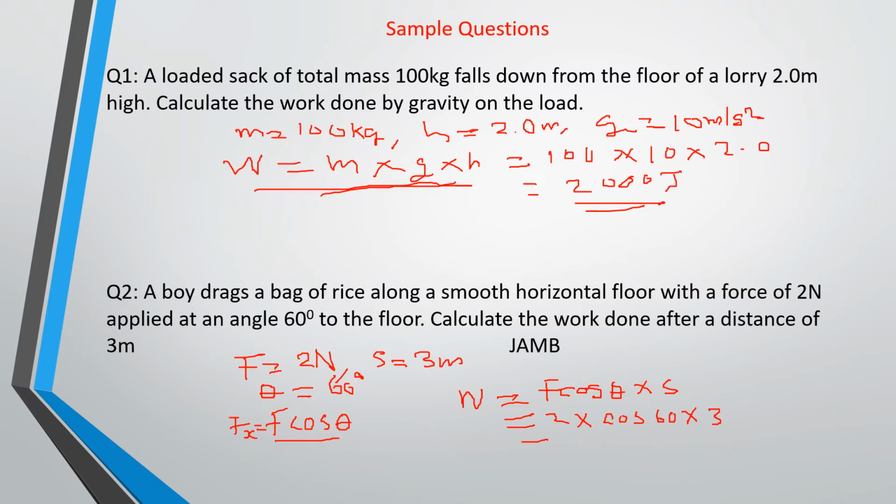Okay, so 2 cos 60 degrees equals 0.5. So check that out from your calculator. Then this is times 3. By the time you work this out, you are going to have 3.0 joules.